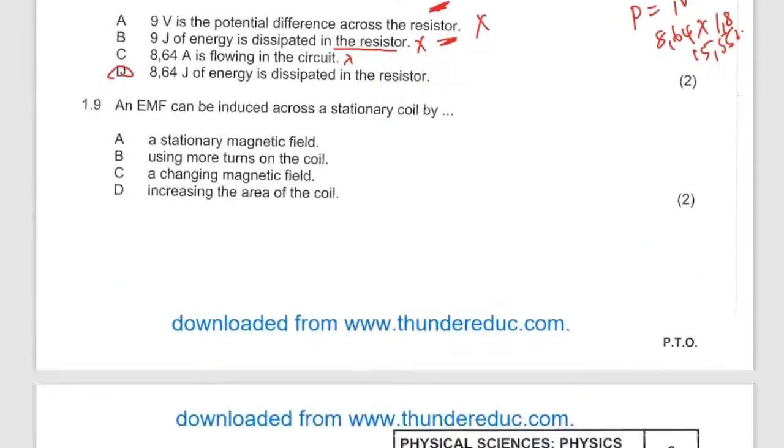Then 1.9, an EMF being induced across a stationary coil in a stationary magnetic field. Now, using more turns in the coil, this can only increase. Changing the magnetic field, yes, that's very correct.